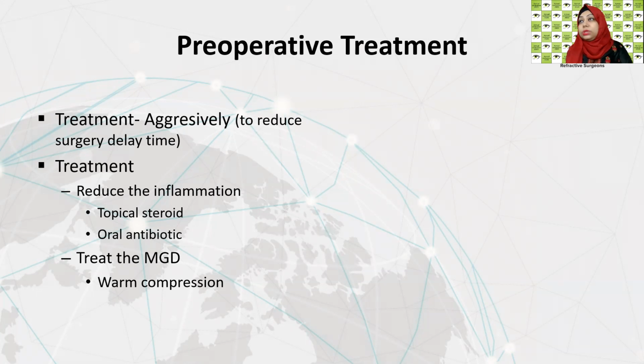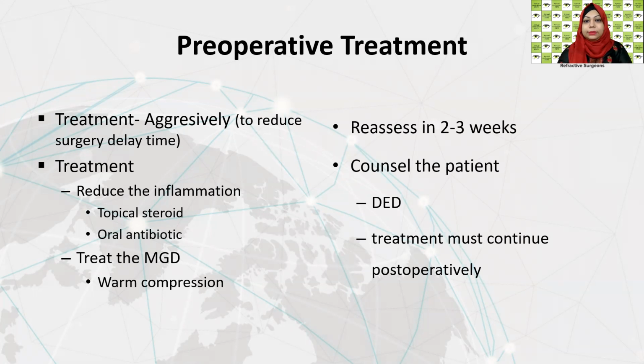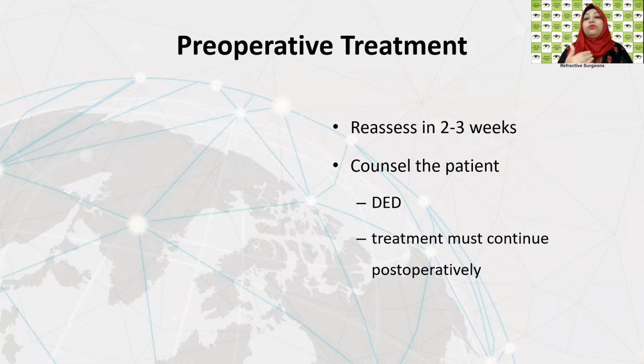For treatment to reduce the inflammation, we can go for topical steroid and also oral antibiotic if required. And for treatment of the meibomian gland dysfunction, warm compression can be advised. So once treatment is done, we tell the patient to come back after 2 to 3 weeks. At that time, we again do all those tests, see the level of the dry eye, and once we see that it has improved, we can go for biometry and cataract surgery. But one thing we have to keep in mind is that we have to counsel the patient that apart from cataract, the patient is suffering from dry eye, and this treatment must continue even after surgery.